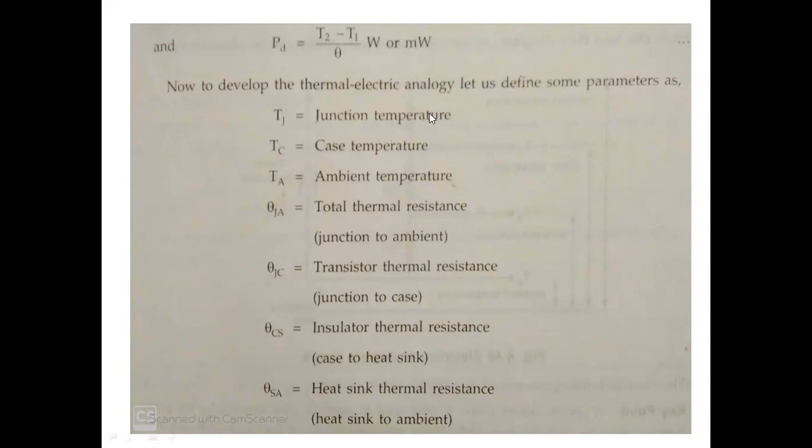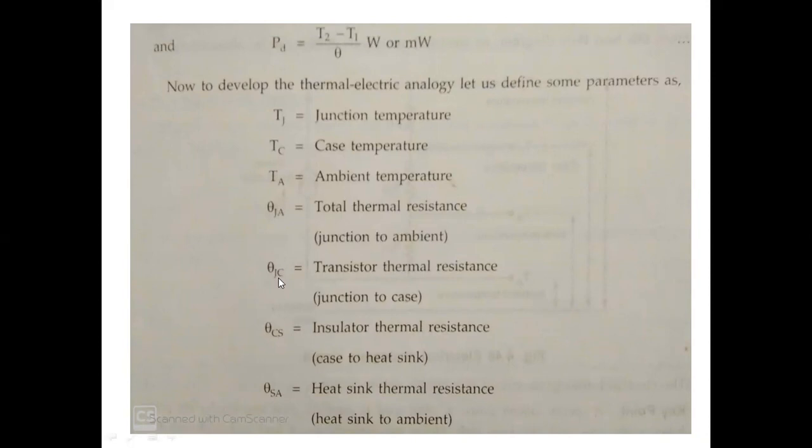Tj is junction temperature, that is transistor junction temperature. Tc means transistor case temperature. Ta is ambient temperature. Ambient temperature means atmosphere or surrounding temperature. And theta Ja is the thermal resistance between the junction and the ambient. That is, the thermal resistance between the junction of a transistor and surroundings. That is represented as theta Ja.